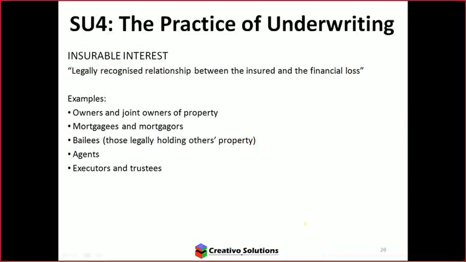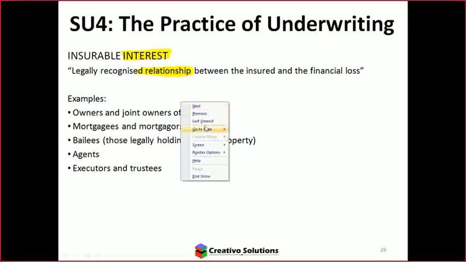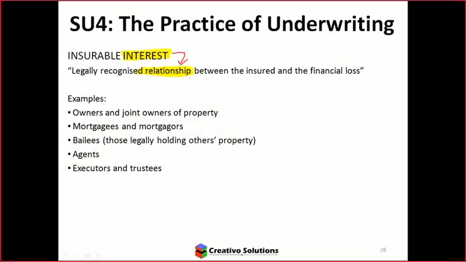Last week, we touched on insurable interest. Do you remember what this is? There's a keyword here: interest. If you're interested in someone, you have a relationship, right? So does the insurer have an insurable interest in you as the client, as the relationship? Yes. So insurable interest means there's a legally recognizable relationship between the insured and the financial loss.